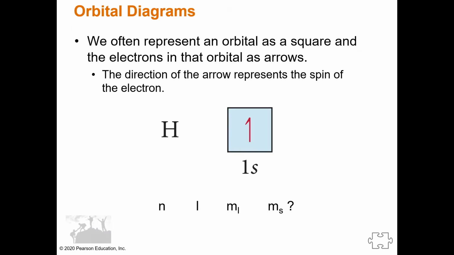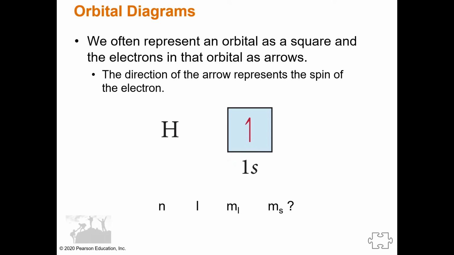Here's our orbital diagram for hydrogen. Again, it only has one electron. When you need to draw just one electron in an orbital, you must draw the arrow pointing upward. That's the convention that we have to follow. If you need to draw a second electron in this orbital, then that arrow needs to be pointed downward. So the spins would have to cancel out if you're adding a second electron into this orbital.